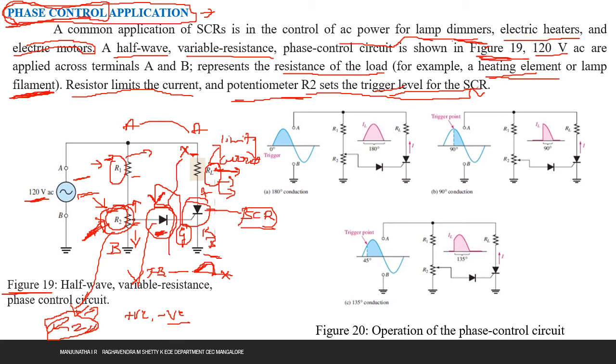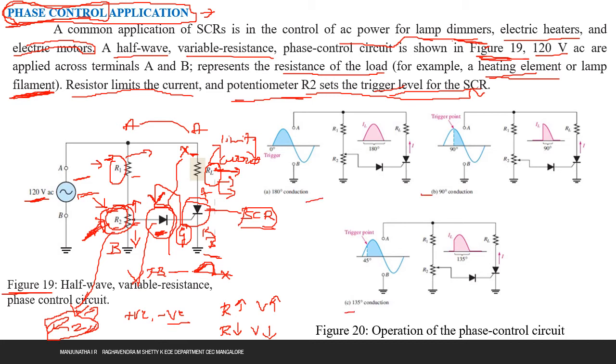V is equal to IR, right? So when R is more, V is also more, and when R is less, V is also less. And that resistance value we can vary here, because basically it is a potentiometer. So this resistance R2 can be varied. This is very important to understand before we move to figure A, figure B and figure C.